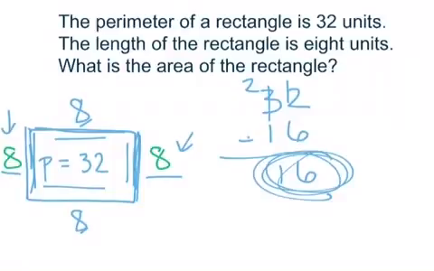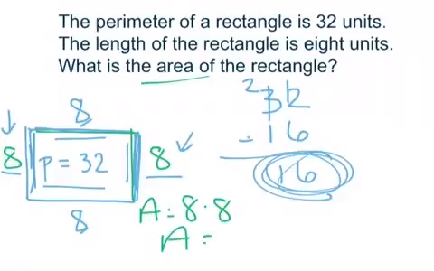So now I know that if the perimeter is 32 and one of the side lengths is 8, then the other side lengths are 8 as well. And so now I can use that information to find the area. And area is just going to be length times width. So 8 times 8 is area, and area is going to be 64.